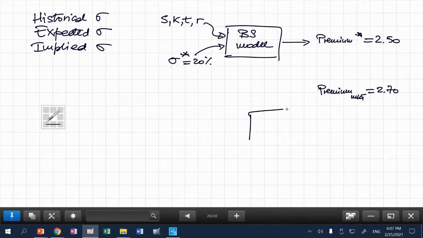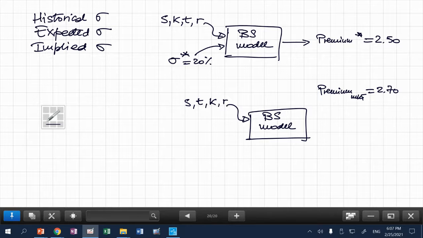So in this case, what you do is the following. You use again the Black-Scholes model. You put again in the model as an input the data which are absolutely objective. So again, S, K, T, and R. You put as an input, not as an output, the premium which has been given by the market. And you use that to derive which volatility the market must have used in order to produce a 2.70 premium. Have I been clear?